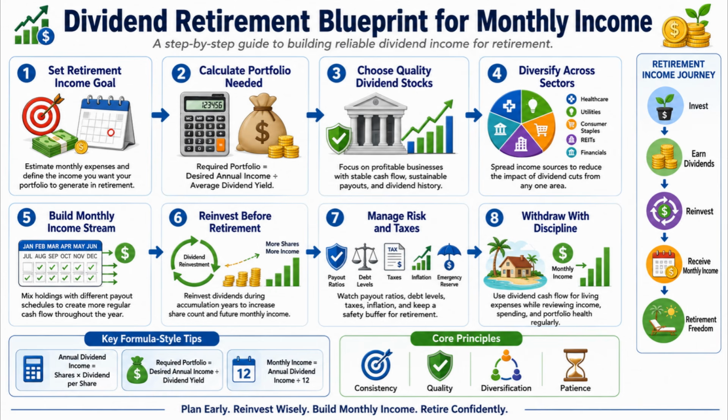Ultimately, the core principles are consistency, quality, diversification, and patience. Invest regularly, prioritize strong businesses, spread risk across sectors, and allow compounding enough time to work. Dividend investing is not risk-free, and monthly income is never guaranteed. However, a carefully planned and well-managed dividend portfolio may help create a more dependable retirement income stream over the long term.